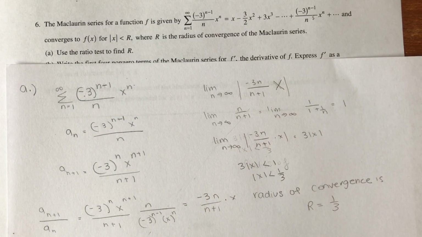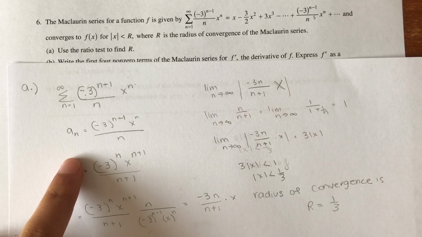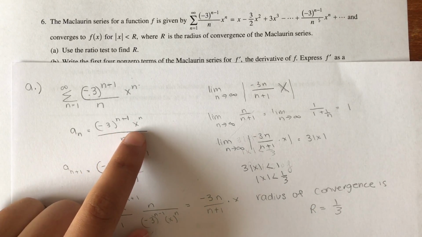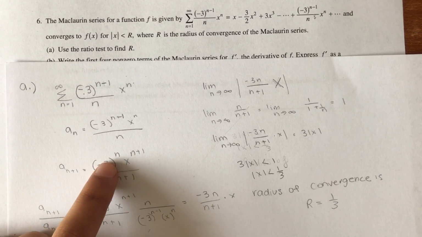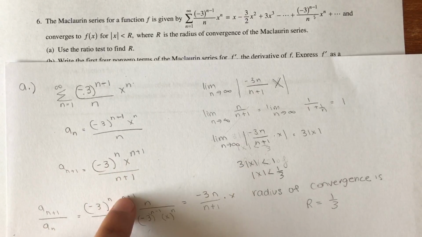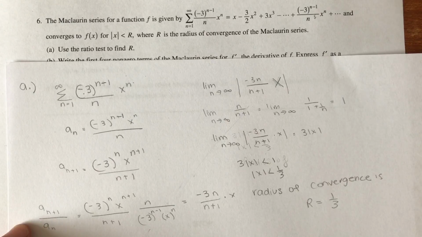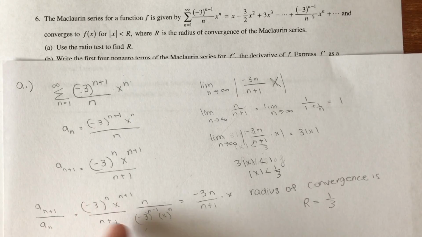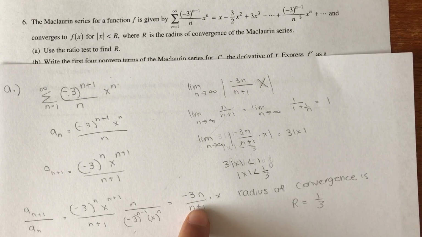To find the radius of convergence, you're going to use the ratio test, and your a sub n expression is going to be negative 3 raised to the n minus 1 times x to the n over n, and your a sub n plus 1 expression is going to be negative 3 raised to the n times x to the n plus 1 over n plus 1. And then you're going to make your expression, which is a sub n plus 1 over a sub n, and then you're going to cancel out the negative 3's and the x to the n's, and you're going to be left with negative 3 times n over n plus 1 times x.